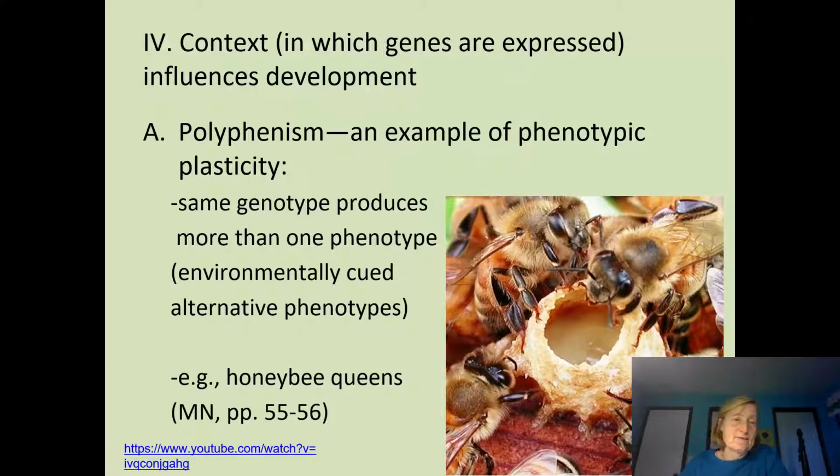And the basic idea here is poly means many, right? The same genotype produces more than one phenotype. If you are genetically similar, you could follow different phenotypic pathways, if you will, because of environmental cues. So let's look at some examples of polyphenism in several different animals. So we'll first think about honeybees. Honeybees are pretty interesting, genetically speaking.